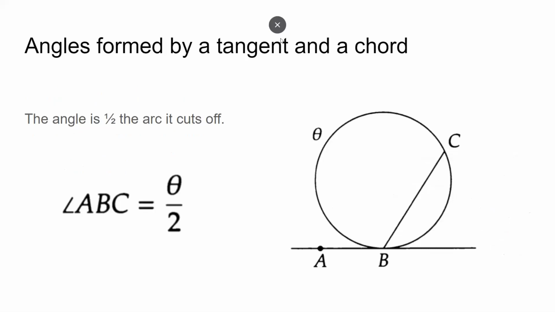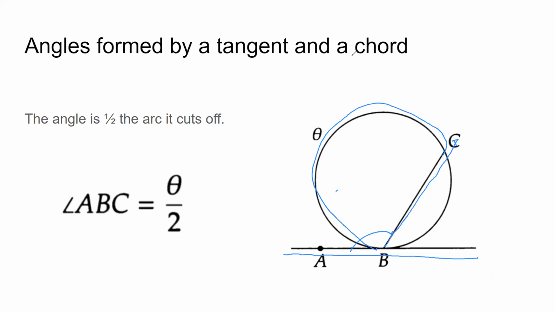So now here's a less intuitive thing we can find from an angle formed by a tangent and a chord. The angle is one half of the arc that it cuts off. It's kind of hard to understand without looking at this diagram here. But we have this angle ABC here is equal to theta, which is this huge arc, divided by 2. So if we have a tangent here, this tangent line is on the bottom, then there's a line cutting through the circle here. The angle from the tangent to this line is half of the arc that it cuts off.